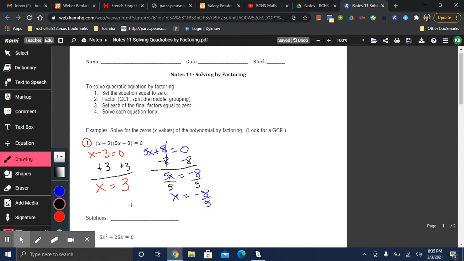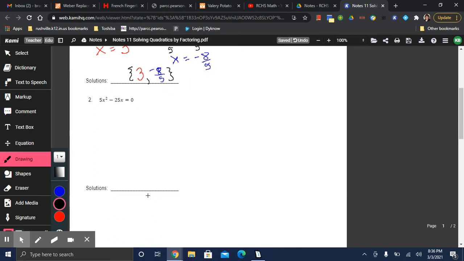Since there were two parentheses, if we were to multiply them together, we would have an x squared term, and that x squared indicates that we should expect at most 2 answers. And that's what we ended up with. We had 3 and negative 8/5 as our 2 answers. And then you'll notice that I'm writing them in the answer blank in a solution set. So your solutions are 3 and negative 8/5, and it does not matter what order you write them in.